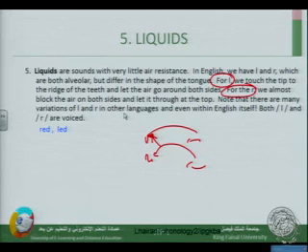For R, we almost block the air on both sides and let it through at the top. R. So note that there are many variations of L and R in other languages, and even within English itself. Both L and R are voiced. Red, lead, red, lead. Okay, you have to say it this way. If you don't pronounce these sounds this way, then know that you are incorrect. So you need to know it.